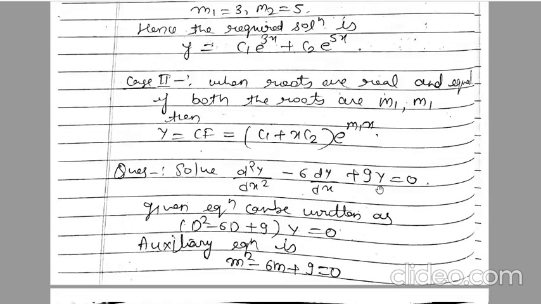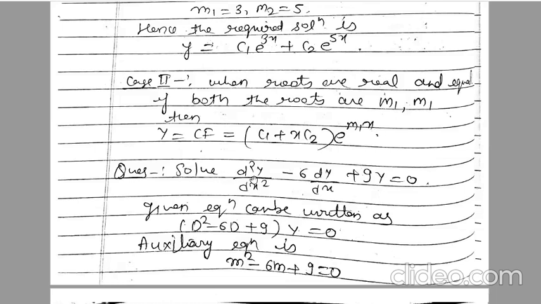So y is equal to c1 e to the power m1x plus c2 e to the power m2x. So write the value of m1, m2. y is equal to c1 e to the power 3x plus c2 e to the power 5x, right? Now case second, when roots are real and equal, if both the roots are m1 and m1, then what will be the solution? So y is equal to CF is equal to (c1 plus x c2) e to the power m1x, right?